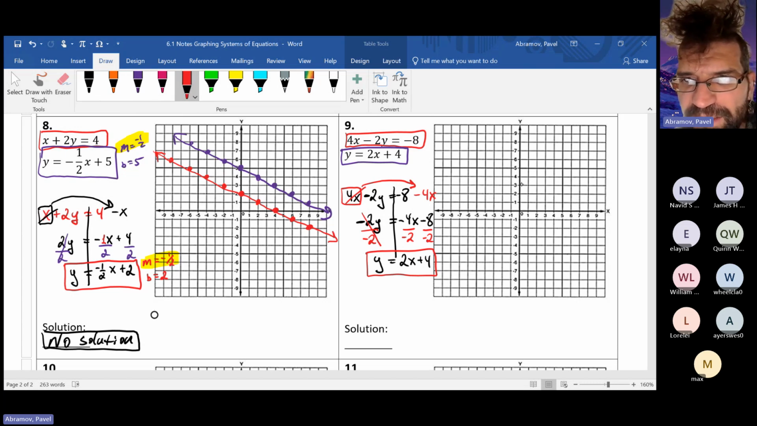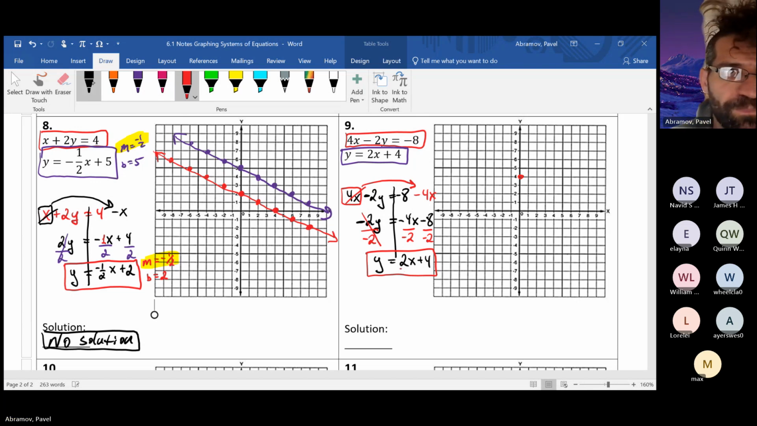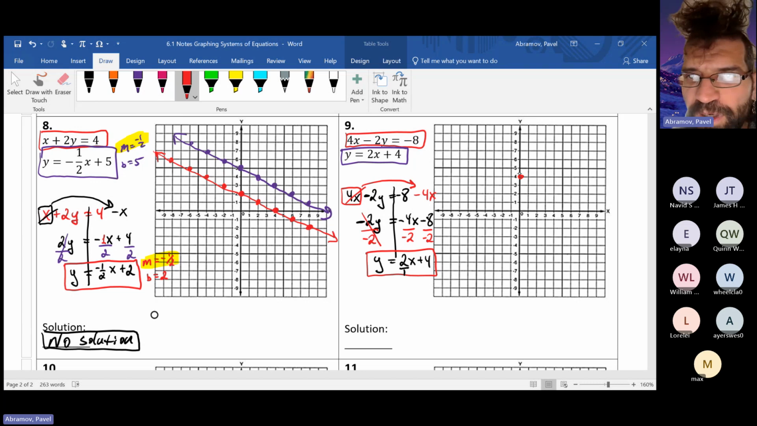So our red line starts at 4. And then we're going up 2 over 1 using our slope. So here, let me write this out. The slope is 2 over 1, and the y-intercept is 4. So we have our red line.